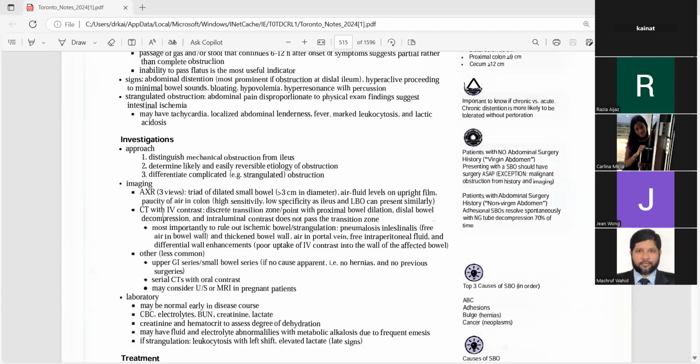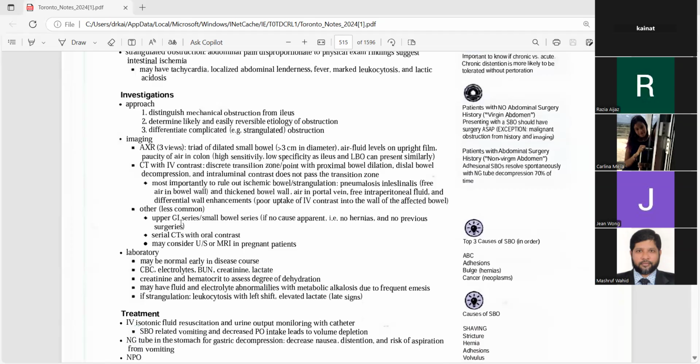So then CT with IV contrast. Usually with X-ray it's enough, but here we do a CT scan to confirm the diagnosis, with IV contrast, to confirm a discrete transition with proximal bowel dilation, distal bowel decompression, and intraluminal contrast does not pass the transition zone, so you can find out what's going on here. Most important is to rule out ischemic bowel, strangulation, pneumatosis intestinalis, so just see the picture.